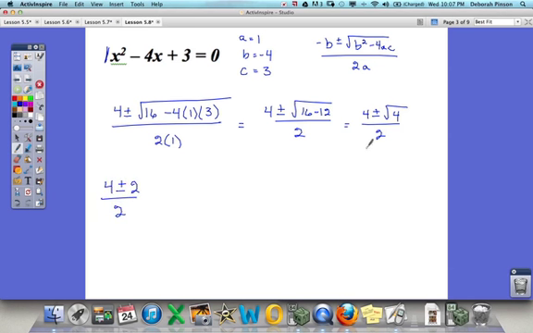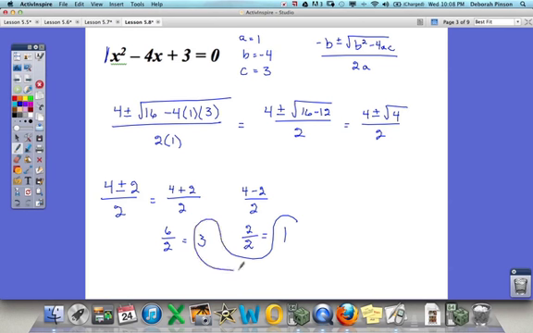Okay, now here's what this means. If this is a perfect square, it means you probably could have factored in the beginning. Now it's okay if you didn't, because quadratic formula really is a fallback method. It works every time. So I'm just going to split this apart. Here's my plus, here's my minus, and get my answer. So 6 over 2 is 3, and 2 over 2 is 1. So here are my two answers.